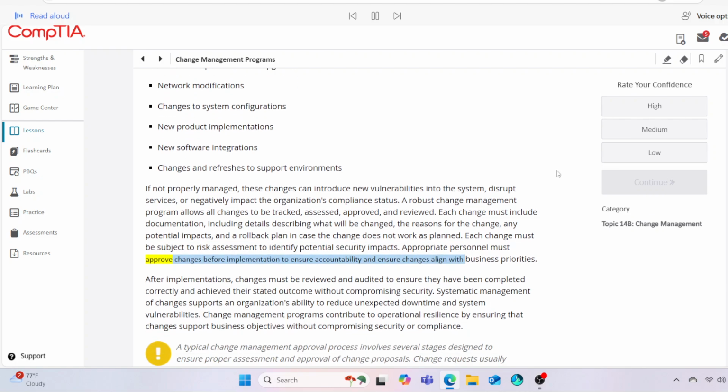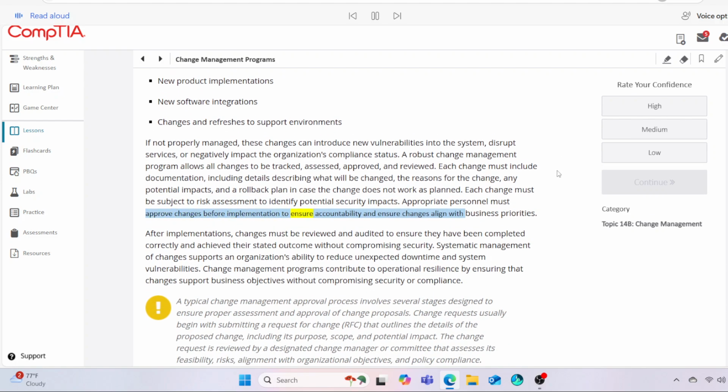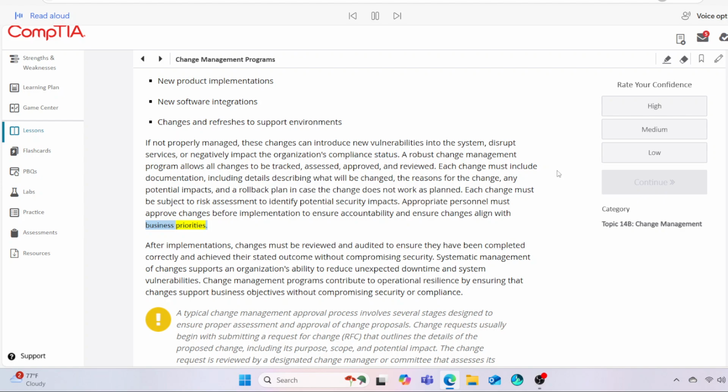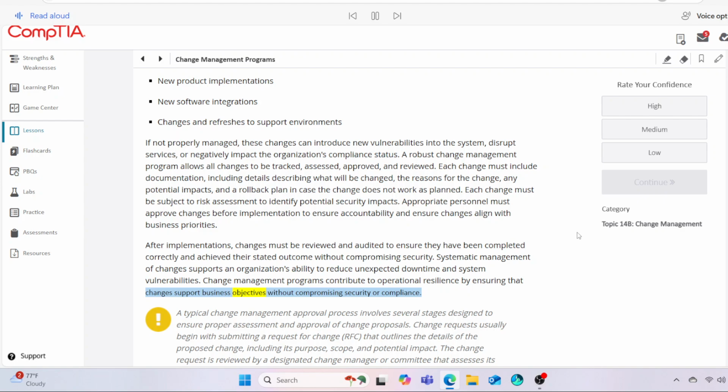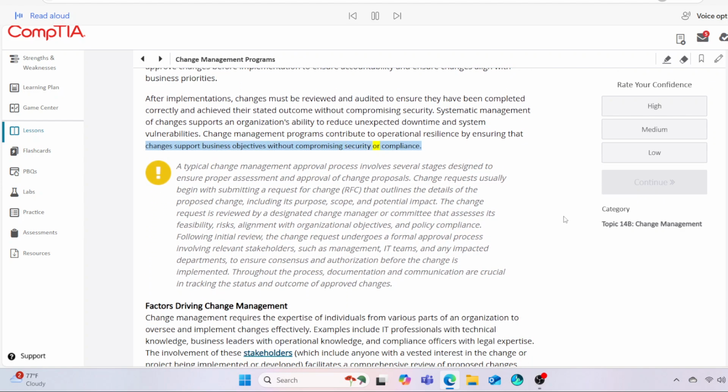Appropriate personnel must approve changes before implementation to ensure accountability and ensure changes align with business priorities. After implementation, changes must be reviewed and audited to ensure they have been completed correctly and achieved their stated outcome without compromising security. Systematic management of changes supports an organization's ability to reduce unexpected downtime and system vulnerabilities. Change management programs contribute to operational resilience by ensuring that changes support business objectives without compromising security or compliance.